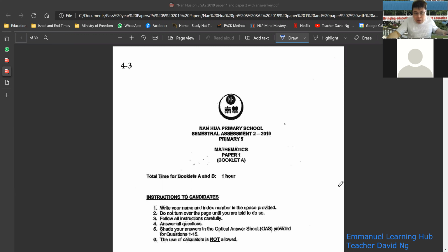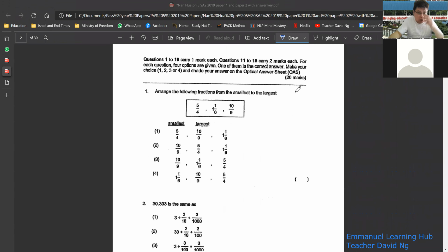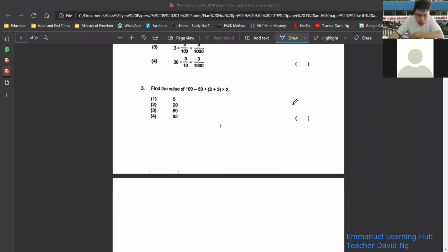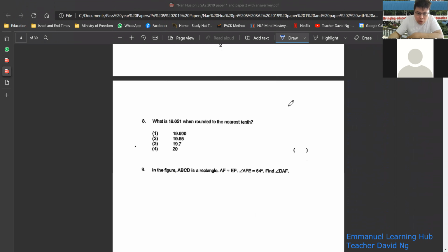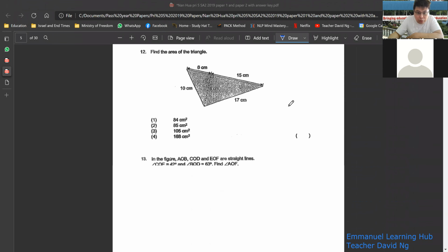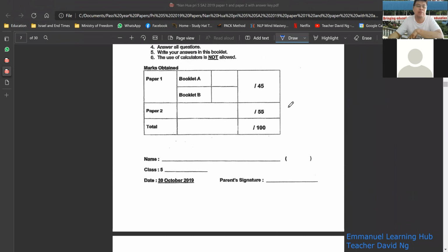So I'll be going through Nan Hua Primary School SA2 2019 Primary 5 with my student. And he has gotten most of it correct for paper 1. In fact, he did pretty well for paper 1. So paper 2 is the one that pulled him down. So without further ado, let me quickly go straight to the question.